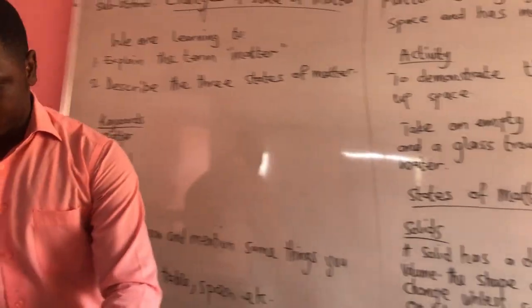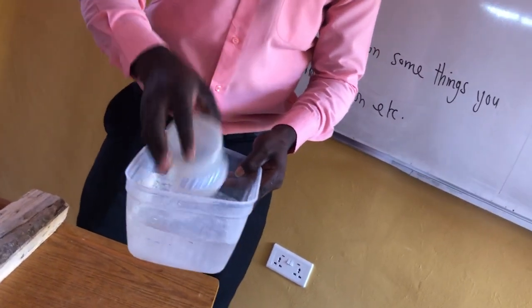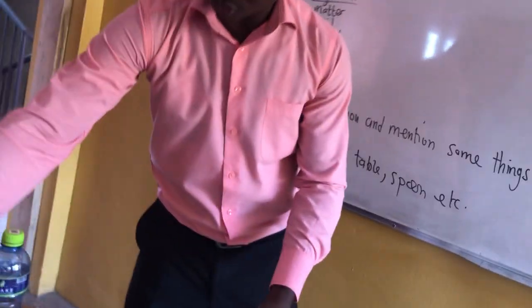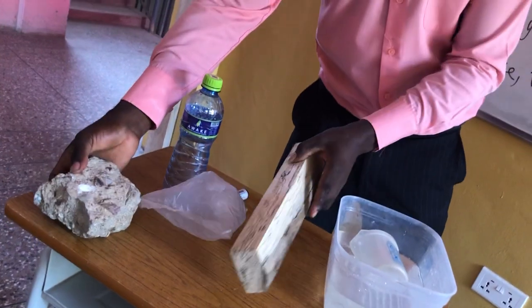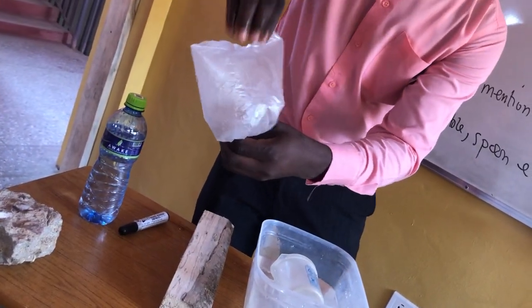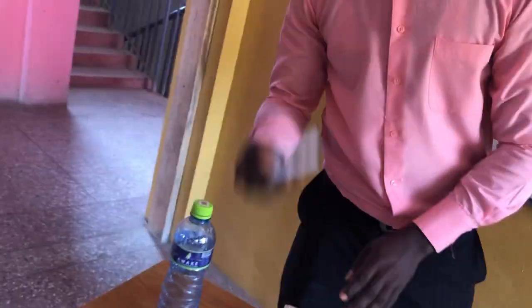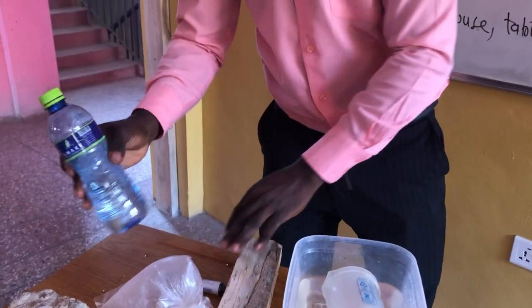First of all, look at the objects I have here. This is water. This is stone. This is thick. This one is rubber, but I have something inside, and that thing is air. This is also matter. This is water inside the bottle.